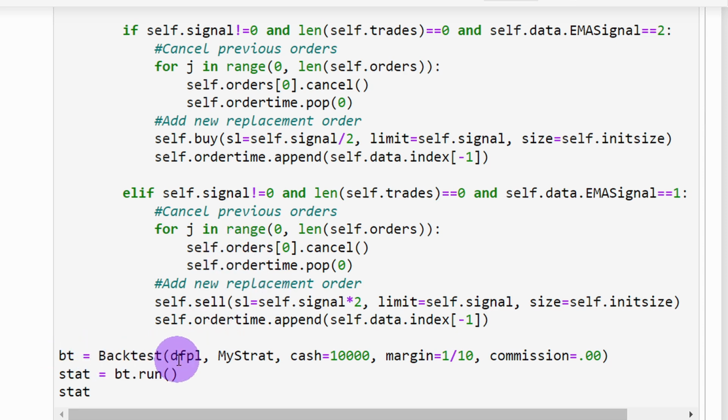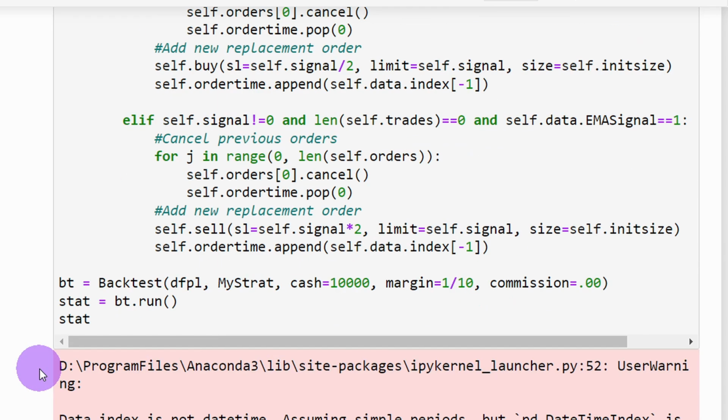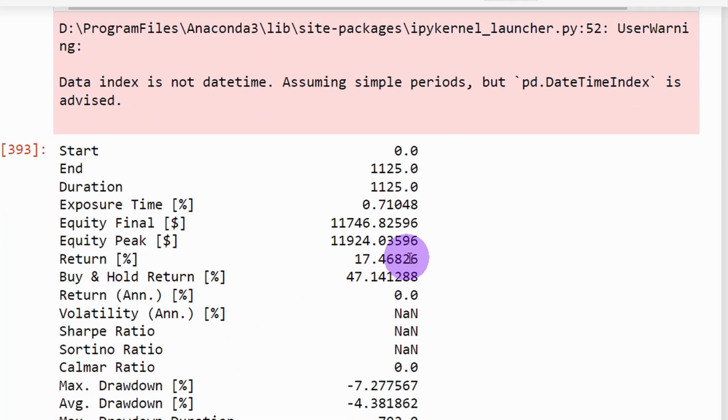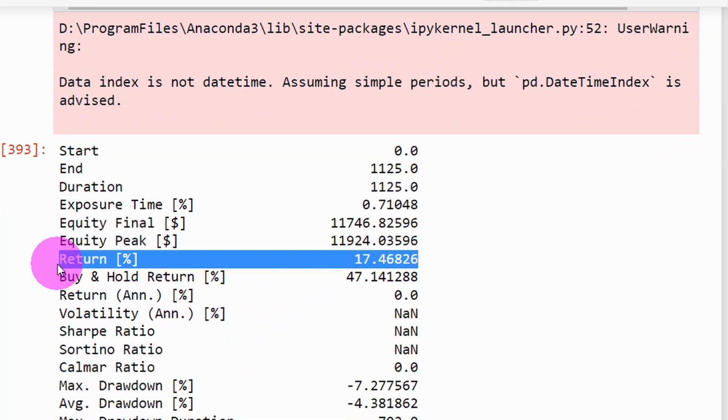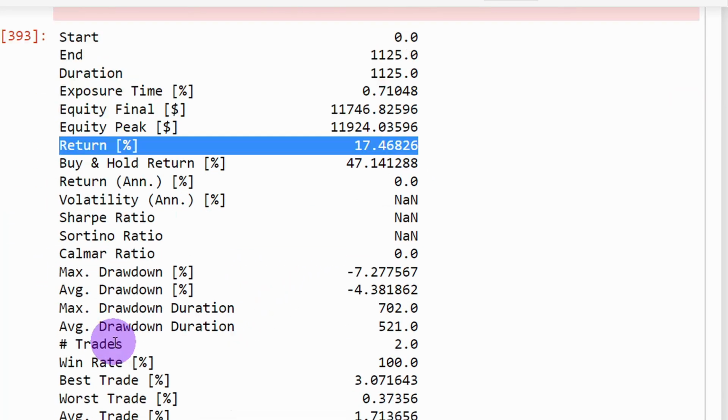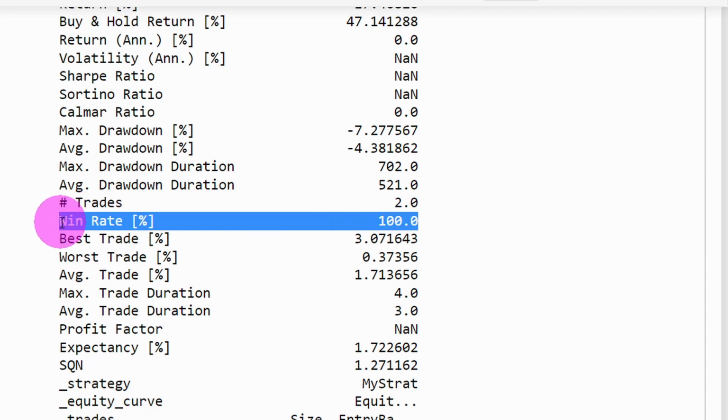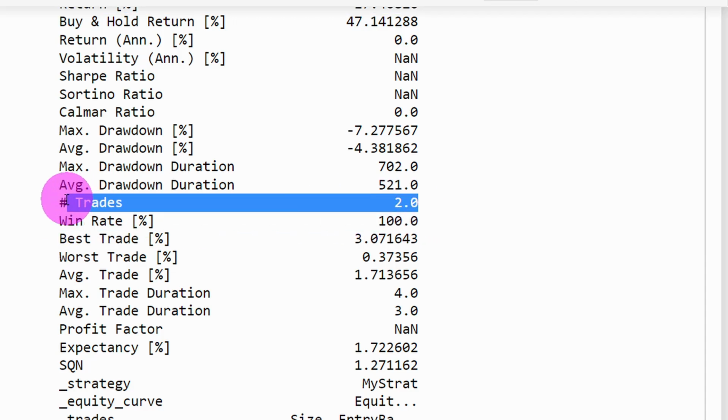I'm running a backtest on the data frame, starting with $10,000 of cash with a margin 1/10, meaning leverage of 1 to 10. No commission for the moment, just to compare the system to the previous systems, disregarding the commissions. We're adding the commission only if the system proves that it's a winning strategy. And when we run this, we have 17% of return on the data frame that we have included. 100% win rate, but it doesn't mean anything because we only succeeded with 2 trades.